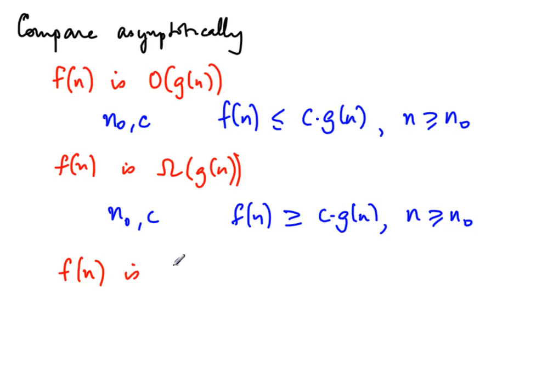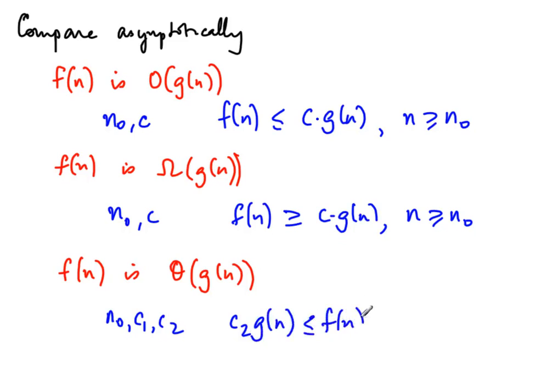So f of n is theta of g of n if we can sandwich f of n between two multiples of g of n. So we can find n0, c1 and c2 such that c2 times g of n is always below f of n, which in turn is always below c1 times g of n, again for all n greater than or equal to n0.